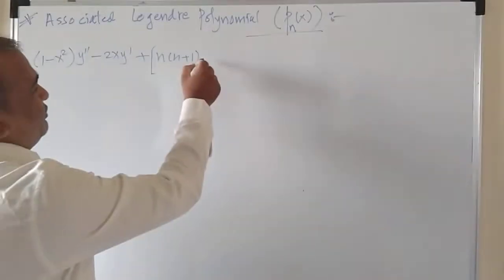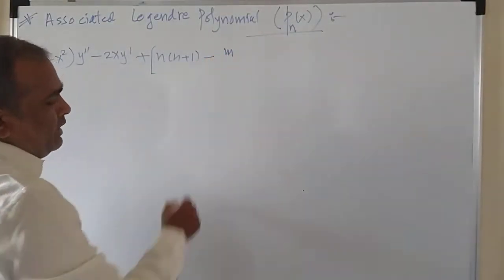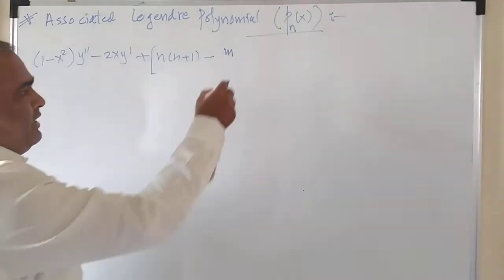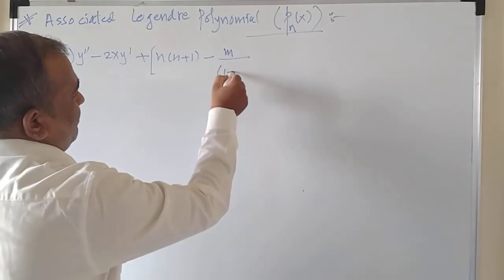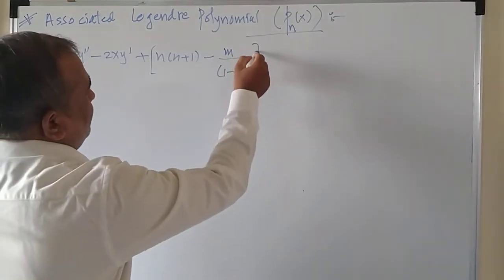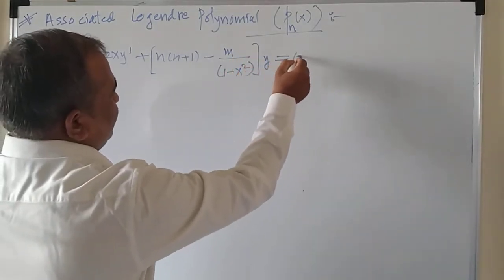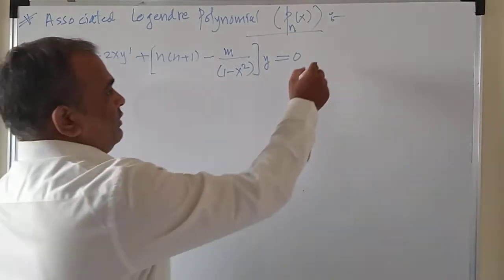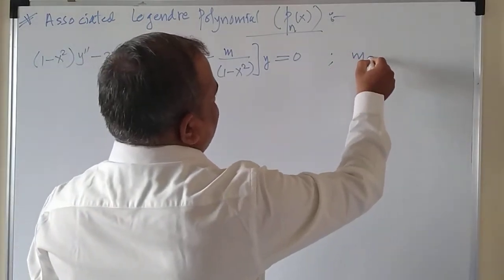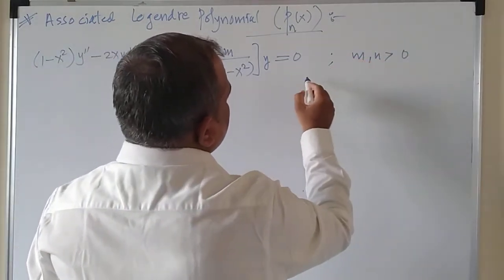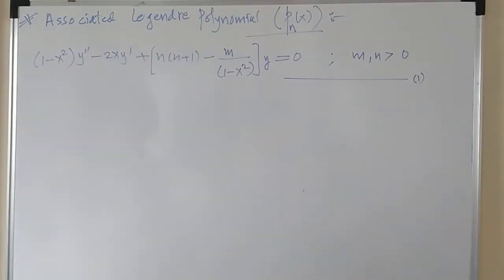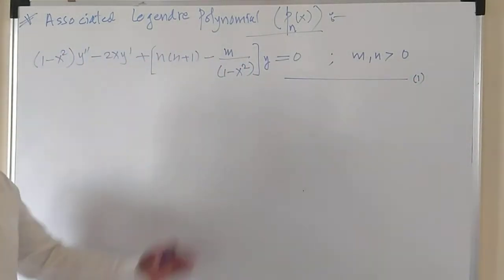The associated Legendre differential equation is (1 minus x square) y double prime minus 2x y prime plus [n(n plus 1) minus m square divided by (1 minus x square)] y equals 0, where m and n both are positive. Then this equation is called the associated Legendre equation. Let us say this is equation number 1.